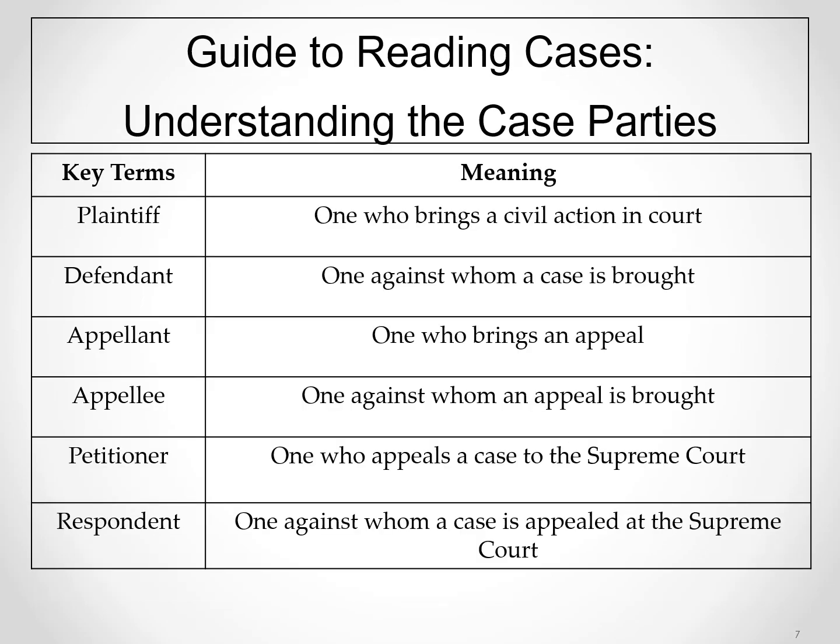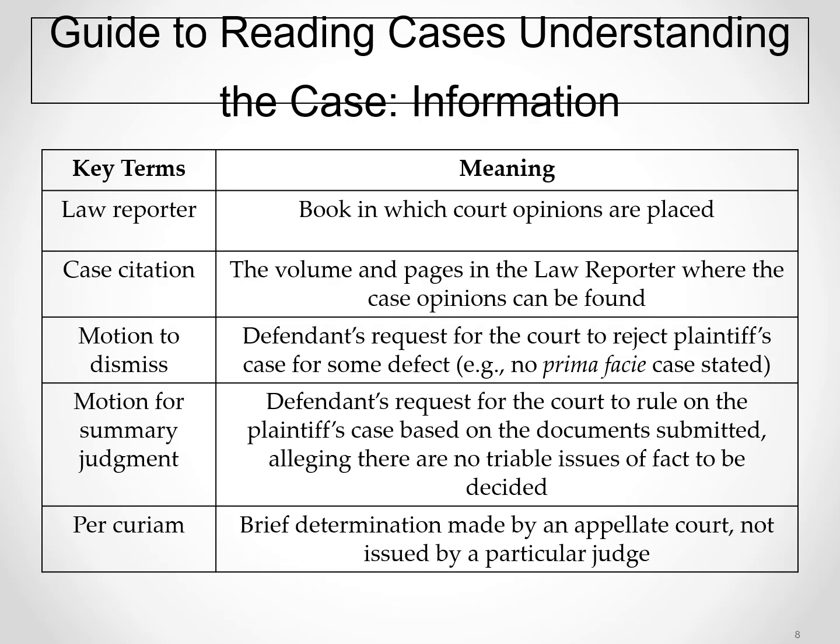So these are some terms that you'll come across when you're reading cases. Again, hopefully this is more of a review than the first time you're hearing these terms. We have the plaintiff, who brought the action in court. The defendant is the one who is defending the case, or the one the action is against. The appellant brings the appeal. The appellee is the one who's defending against the appeal. The petitioner is the one who appeals the case to the Supreme Court, and the respondent responds to the petition of the petitioner. That's who the case is appealed against at the Supreme Court level.